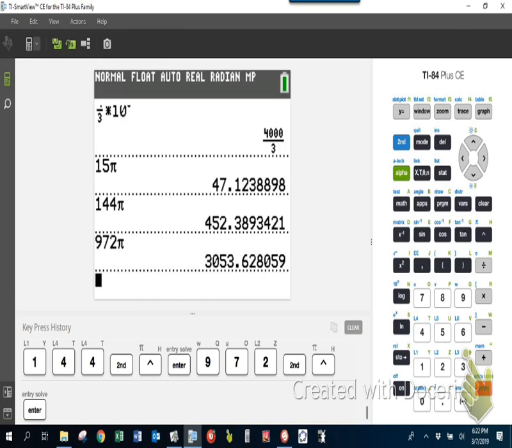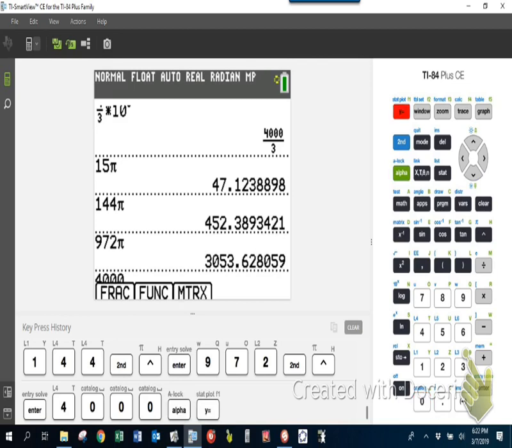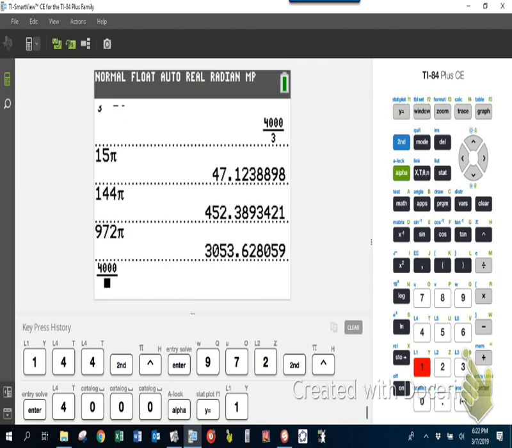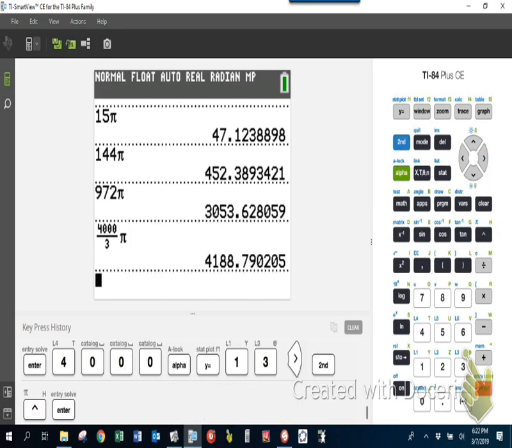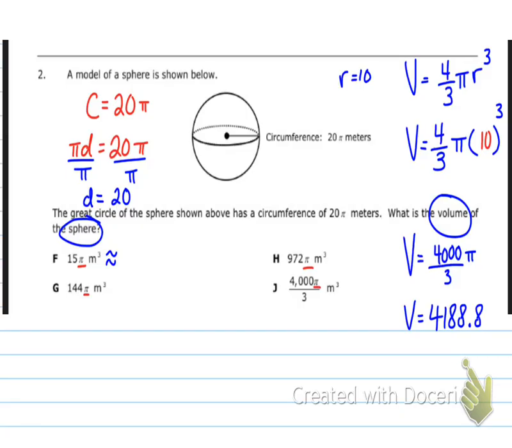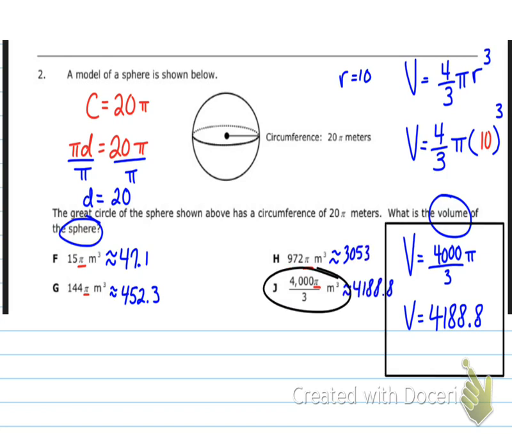And then if I check J, notice that 4,000 over 3, and then pi, this ends up giving me the answer that I originally got. So if you go through the whole trouble of working out all your answer choices, you can still get there. It might take a little bit longer, but so long as you know how to manipulate your answers, you're fine. I would recommend you just know how to get your answers in terms of pi.